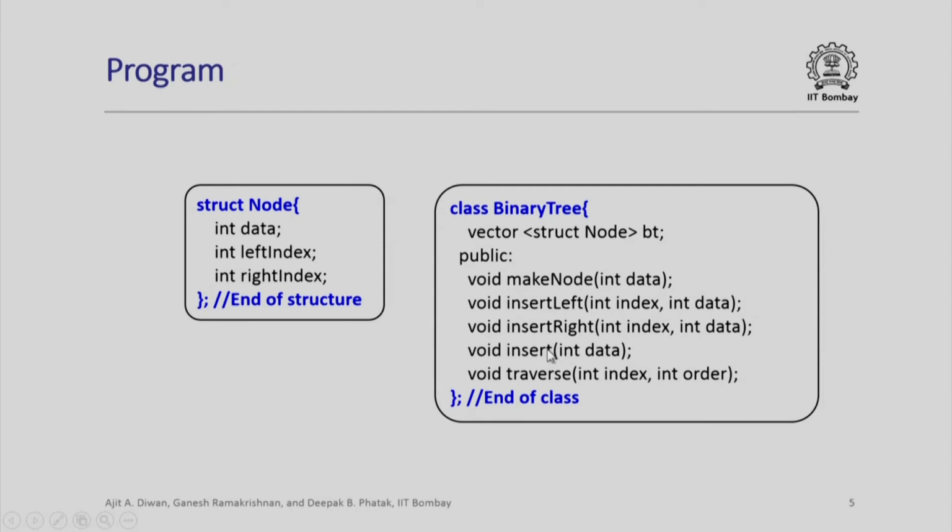We would also need traversal. So, we have to write a function which we call the traverse function. Note that we have only a single function for any of the three types of traversals, which we indicate by including a parameter called order. Depending upon a particular value, the traversal will be either in-order or post-order or pre-order. So, this is the end of this class.